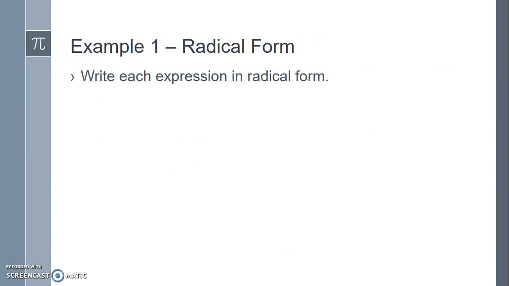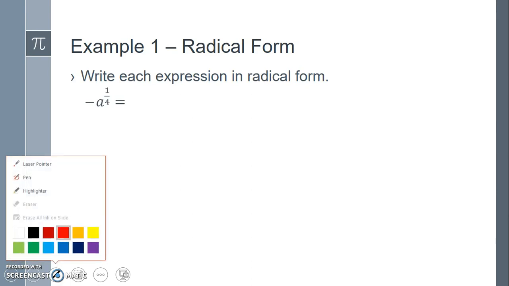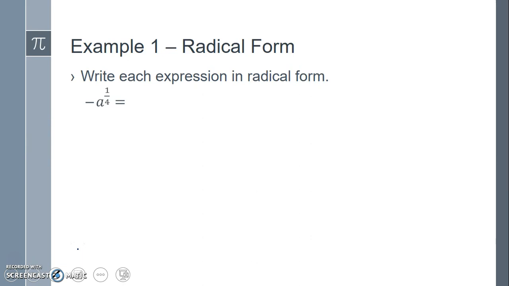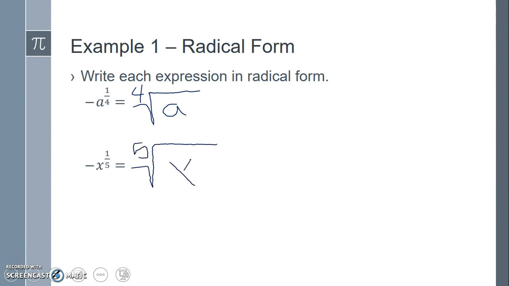Now let's look at an example. Write each expression in radical form. So here's our first one, a to the 1/4. A to the 1/4 is the same as the fourth root of a. Simple enough. Let's look at our next example. X to the 1/5 is the same as the fifth root of x. And that's pretty much it. Simple, down to earth.